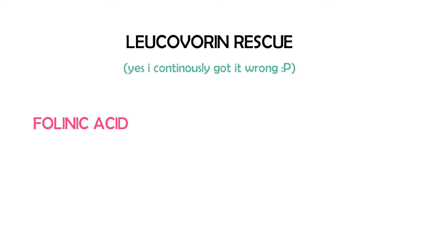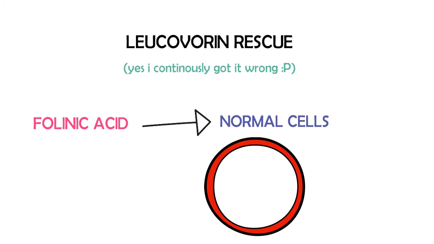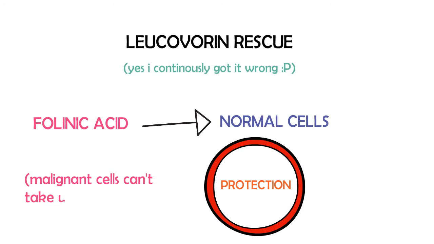And so what we do in this is we use folinic acid with high doses of methotrexate. And what does folinic acid do? It acts on the normal cells, because only normal cells can utilize folinic acid to synthesize nucleic acids, and malignant cells can't even use folinic acid. And folinic acid is going to provide protection to the normal cells from the cytotoxic action of methotrexate.